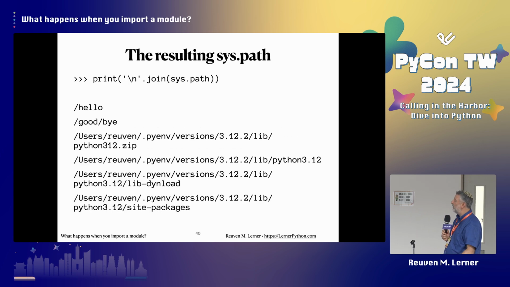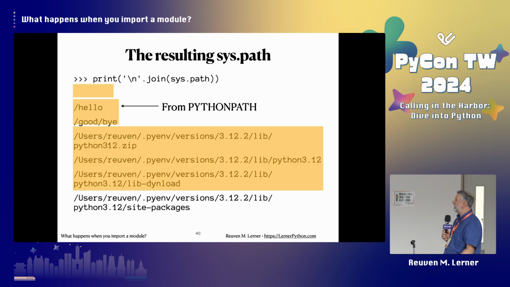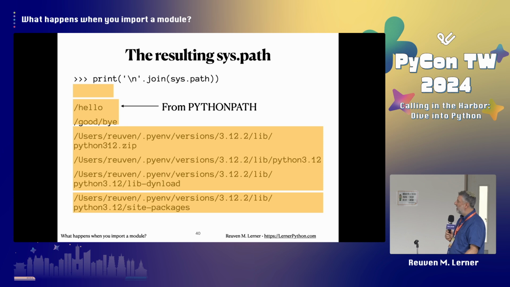Now when I load up sys.path, you'll see we've got the empty directory, the current directory. Then I've got these things from PYTHONPATH. Then I've got the standard library. And then I've got site packages for pip. This is the order in which things are searched for.